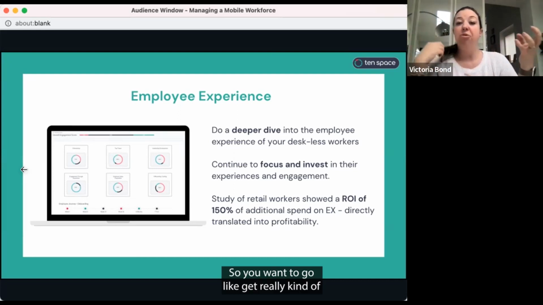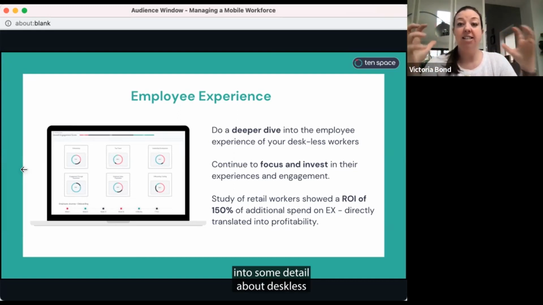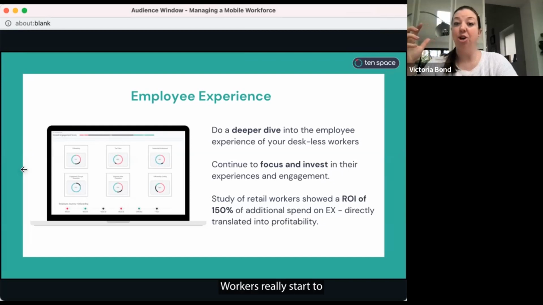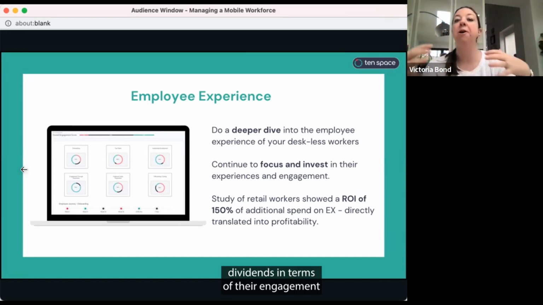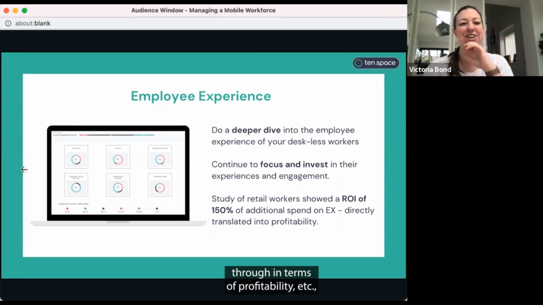So if you want to get really into some detail about deskless workers, really start to think about that employee experience, and really start to explore what it feels like to be in that team, and start to really engineer their experience, because it will massively pay dividends in terms of their engagement. And then the return on investment will hopefully translate through in terms of profitability, etc. If you want to get geeky like me about it.